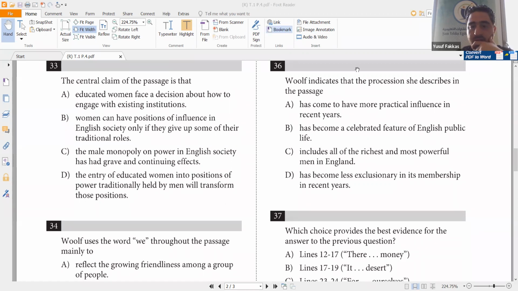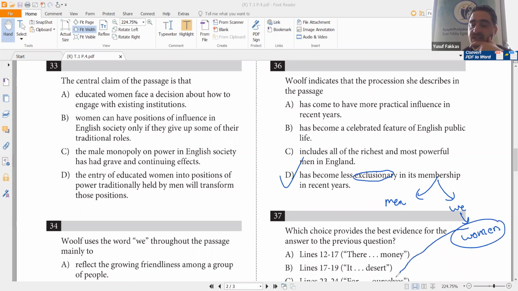All right, so I believe that we agree here, and yes, the answer is D. What happened to this procession is that it has become less exclusive, less exclusionary in its membership. Why? Because first, it was only for men, but now the change is that we, and we know that we refer to women, join that procession. And that's what we had in lines 23 and 24, right?